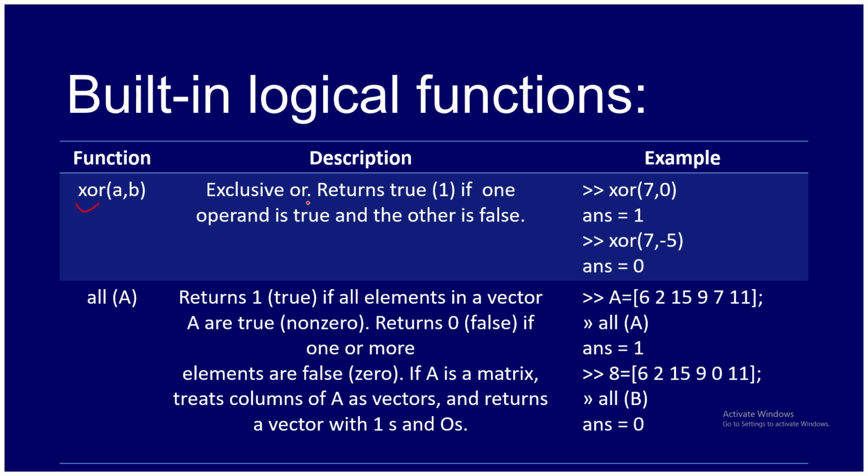That is exclusive OR. It returns true if one operand is true and the other is false. So if any one operand is true and the other is false, we'll get the result as 1. In OR operators, if both are true, then also we'll get 1, but here only if one operand is true will we get 1, otherwise it is false. So this is the example XOR 0, 7. Here this is a true condition, this is a false condition, so we are getting 1. Now if both are true conditions, then we are getting 0.